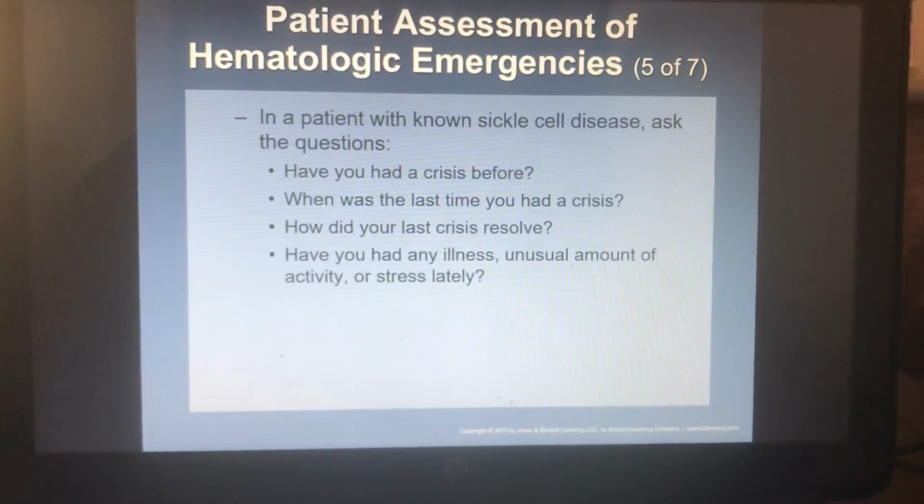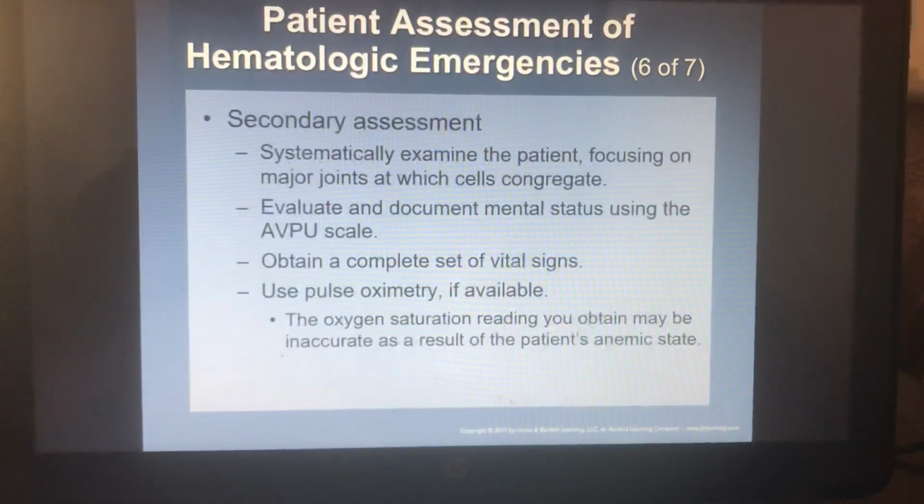Like I said, they get transfused. If you have sickle cell or even hemophilia, they'll get transfused. With sickle cell, they're trying to put in fresh new red blood cells that aren't sickled. And in hemophilia, they're looking to put in the clotting factors themselves. I believe they can do the clotting factors in and of themselves, so they might just need to have the clotting factors put back in if they're hemophiliacs. Do your secondary assessment.